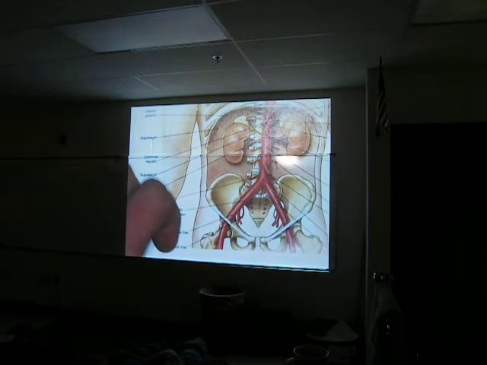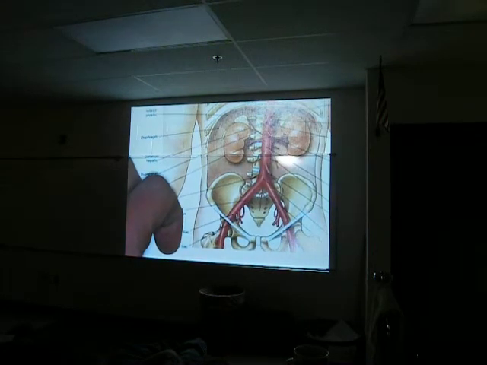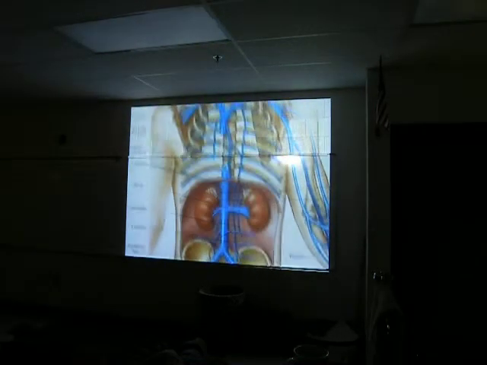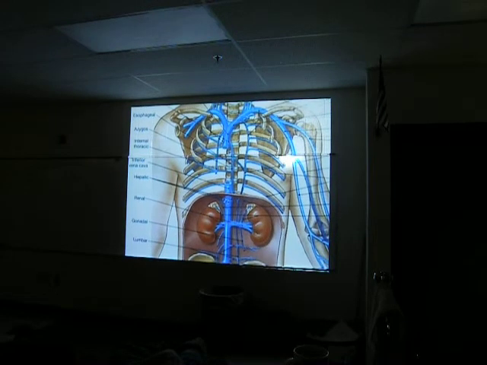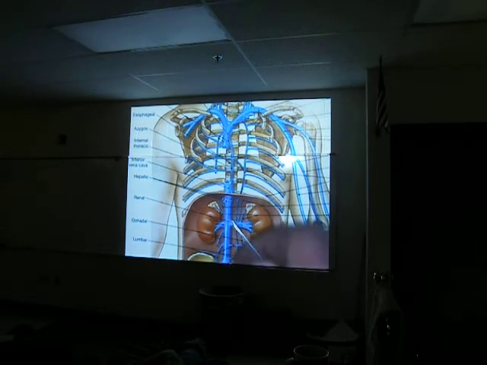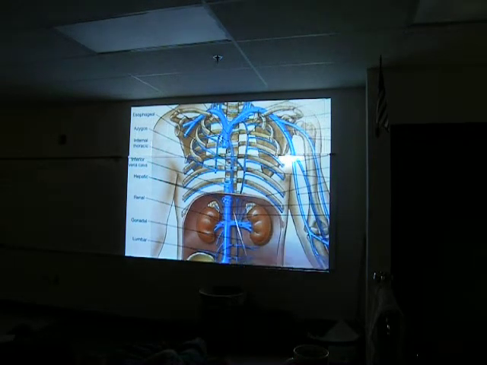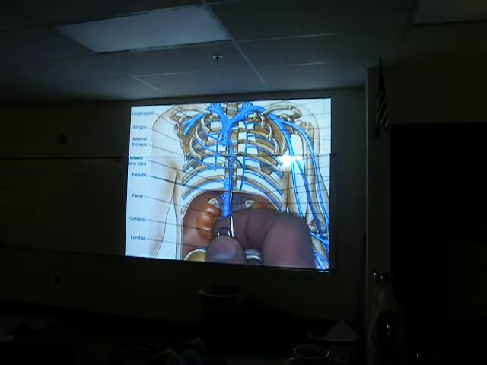Is that it on our arteries then? We're moving on to veins. Good news is, if you know your arteries, you pretty much know your veins. The only difference is what? They run the other way. Exactly. So I'm probably still going to screw this up and say this branches off to this. That's not really true. What's this vessel right here, guys?